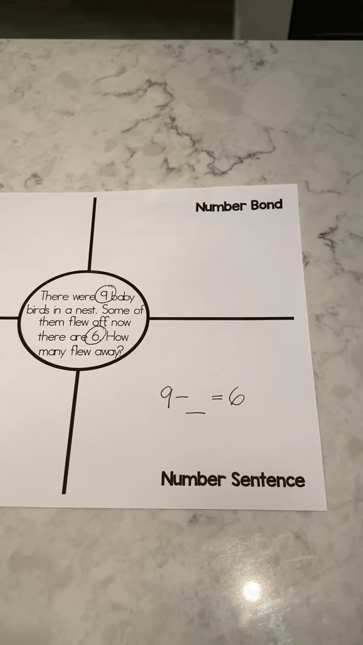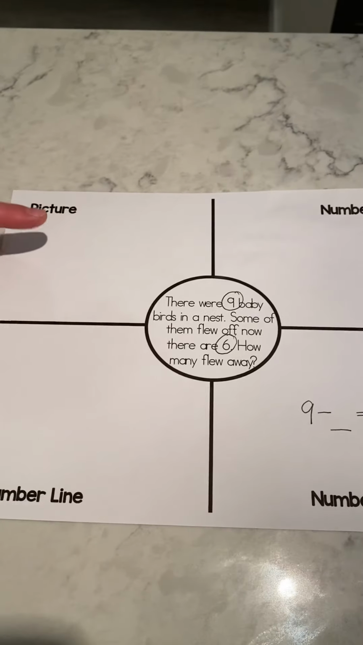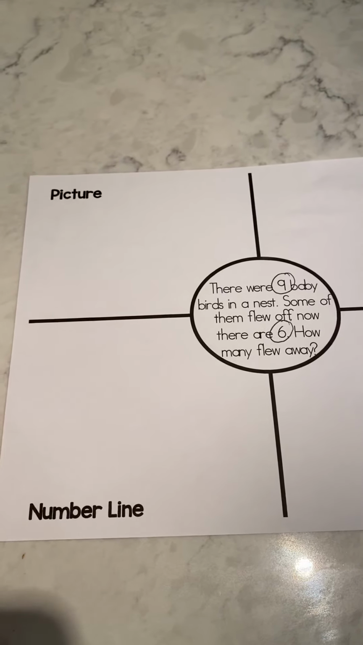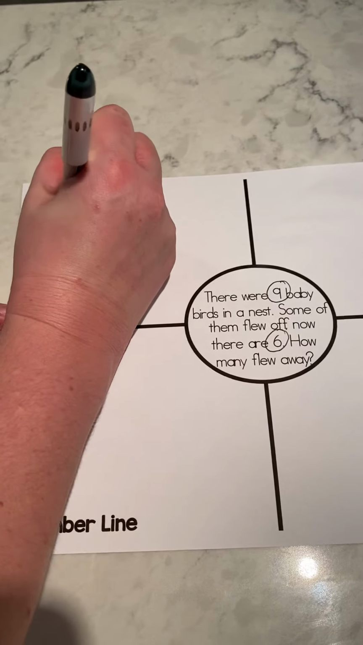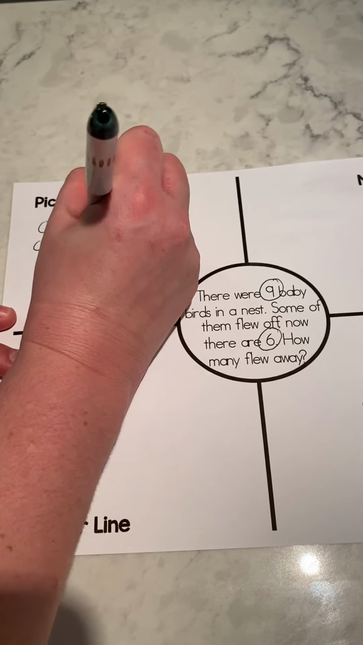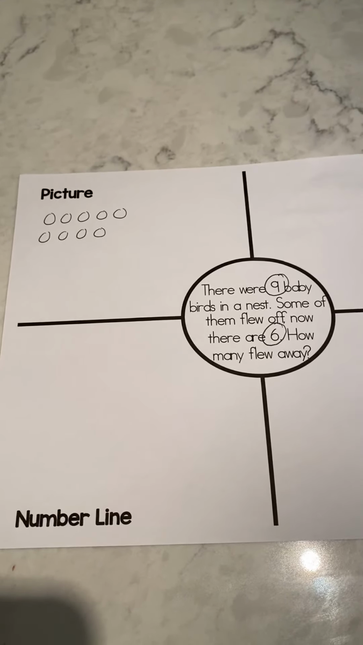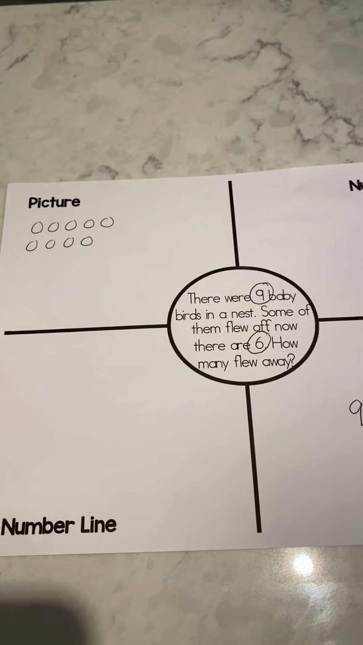I'm going to come back to my number sentence. I'm going to hop over here to my picture to help me figure out the rest of my number sentence. So for my picture, I'm going to just do simple math art, which is just circles. So I'm going to do 9. 1, 2, 3, 4, 5, 6, 7, 8, 9. So there are my 9 baby birds in the nest. Some flew off. Now there are 6. So I'm going to count out 6 and then cross what's left off.